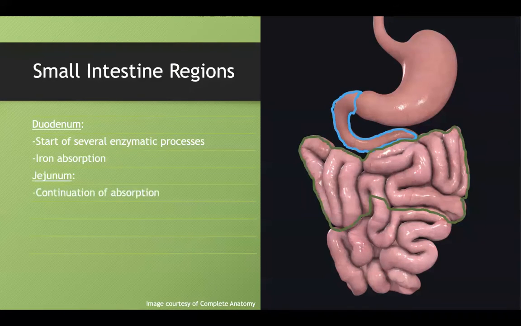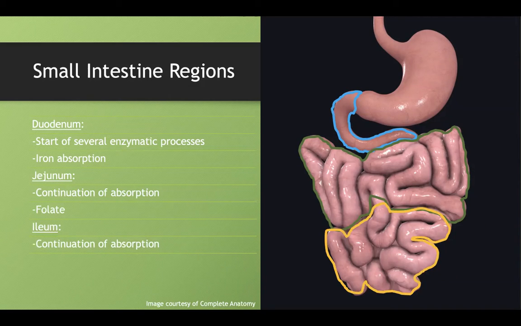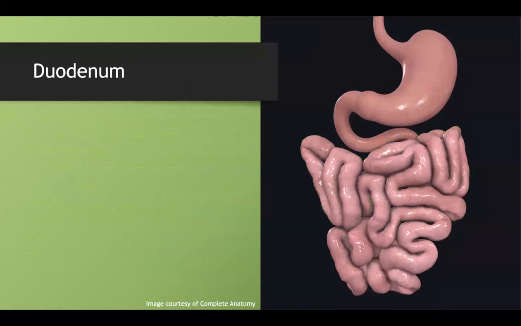The jejunum is where your macromolecules continue to be absorbed in your intestines. And sometimes on tests, they like to note that folate is preferentially absorbed in the jejunum. And the last of the three small intestine regions is your ileum. And again, you're going to have more absorption in this region. And they really like you to know that vitamin B12 is absorbed in the ileum, specifically the terminal ileum of the small intestine. So we'll start by talking about the duodenum.